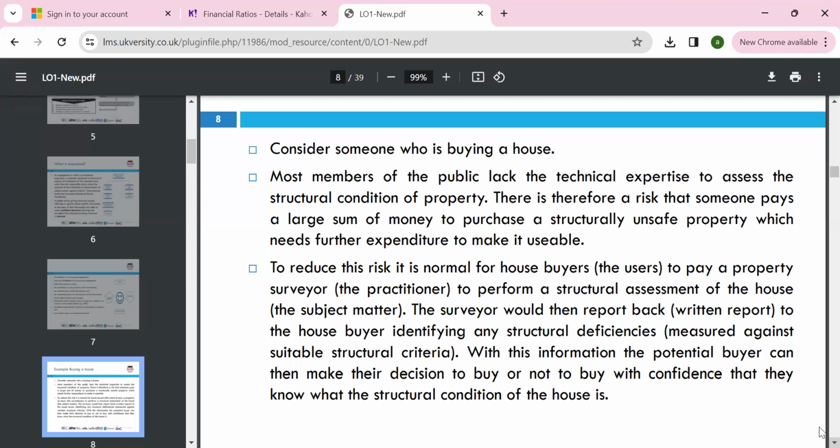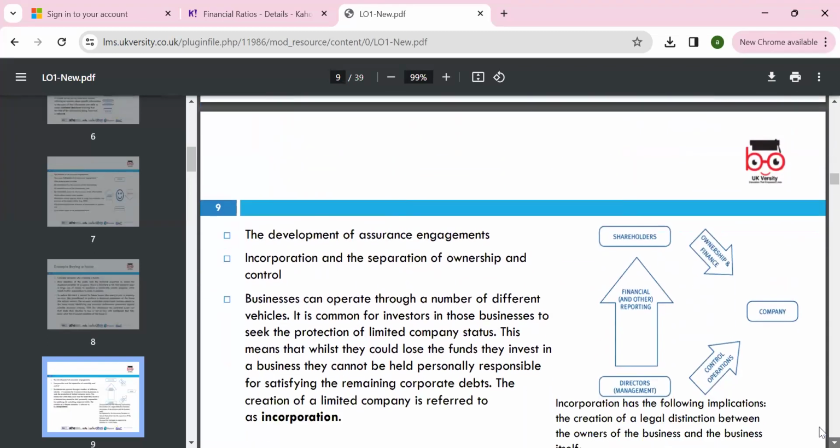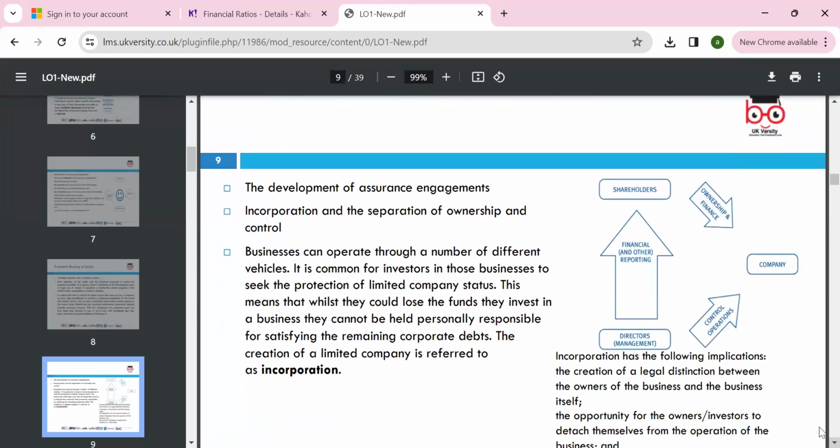And the surveyors would then report back to the buyer, identify structural deficiencies, and measure them against suitable structural criteria. The potential buyer looks at the information and makes a decision to buy or not buy, having confidence that the information given by the surveyor is appropriate, relevant and up to date.